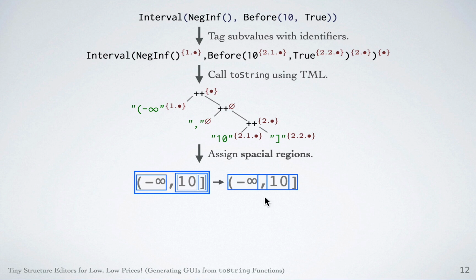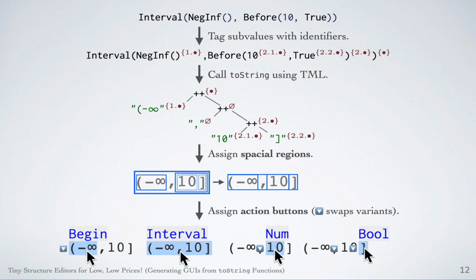Right? We can take this information and now we can overlay nested spatial regions on top of the toString output. In practice, these regions are flush. And turning that into an editor, we can now select four of the original subvalues in the original value of interest. And for some of those subvalues, we can draw a little button to swap the variant.